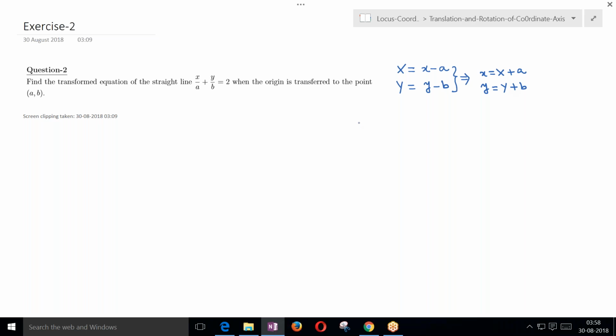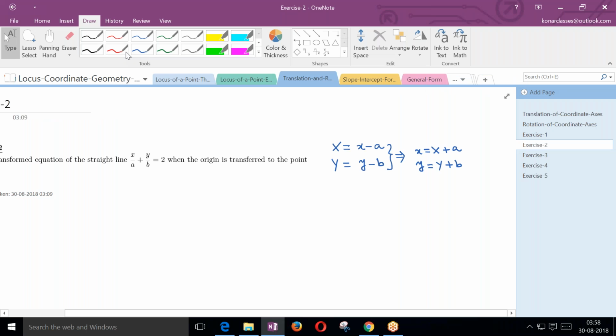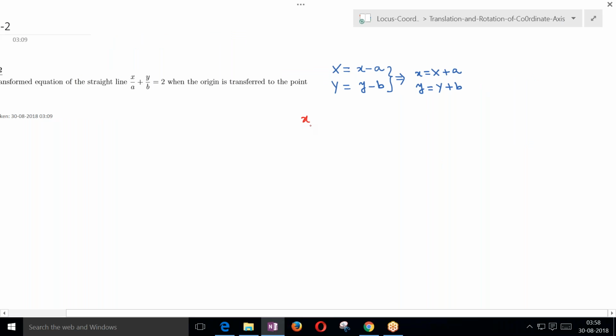So now what is our given equation? Our given equation is x by a plus y by b is equal to 2. So from here we apply that lowercase x is equal to capital X plus a. That means (capital X plus a) divided by a, plus, you can give it in bracket, (capital Y plus b) divided by b, that is equal to 2.